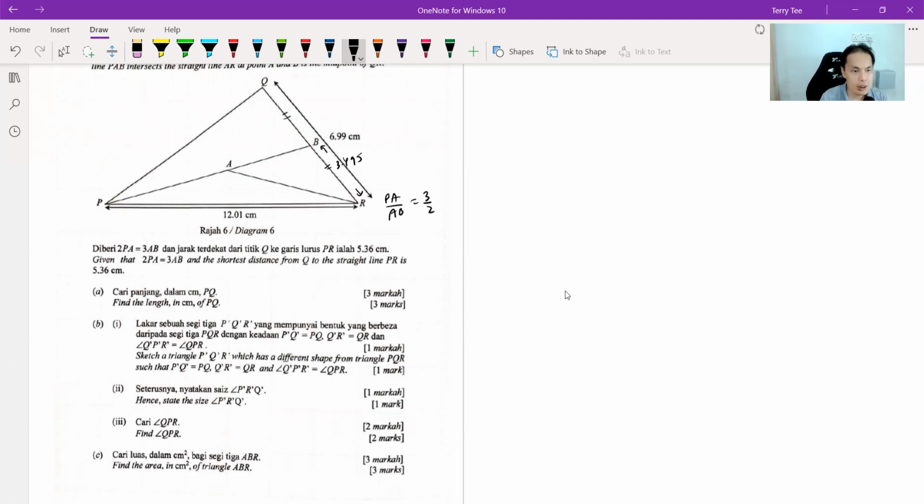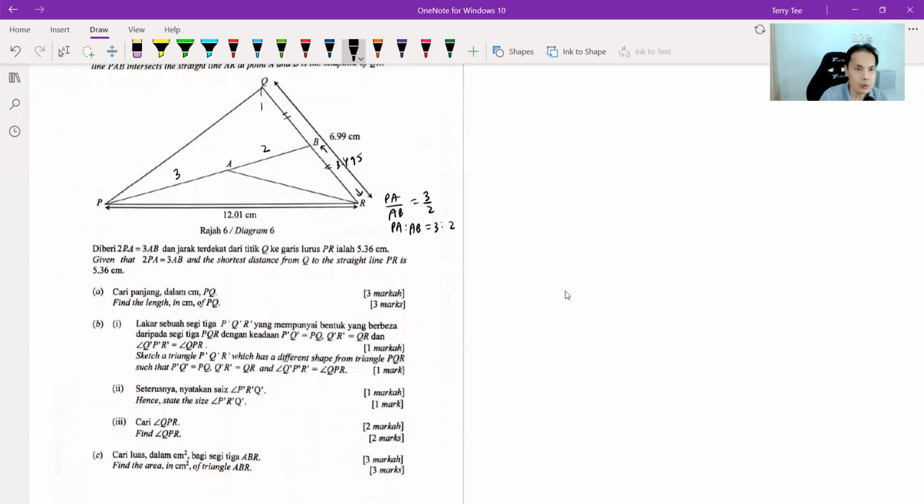So maybe I say PA to AB has a ratio of 3 over 2. I bring the AB down, I bring the 2 across. I hope you can see this: AB goes down, 2 goes across. So your ratio PA:AB is 3:2. My P here is a bit ugly, sorry. PA:AB is 3:2.